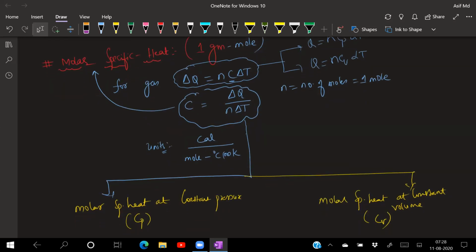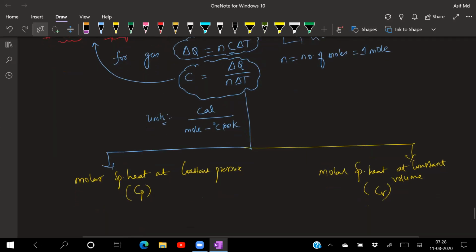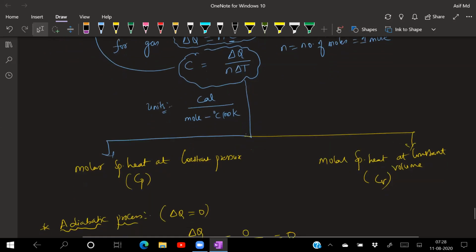What is the unit for the molar specific heat? Calorie per mole degree centigrade or Kelvin. Now C we are having two types. One is known as molar specific heat at a constant pressure, and the next one is molar specific heat at a constant volume, Cp and Cv.